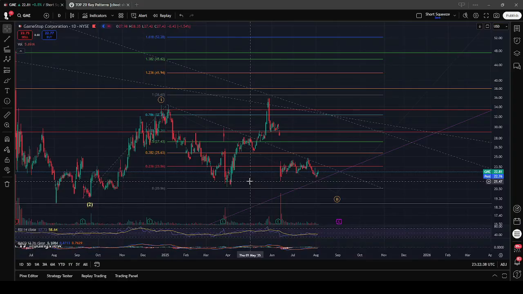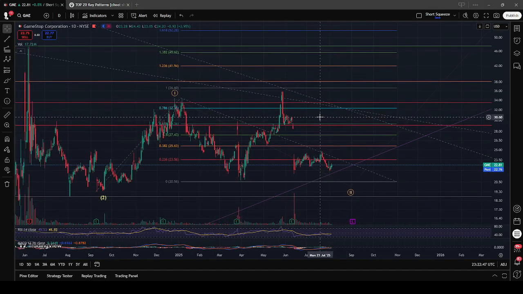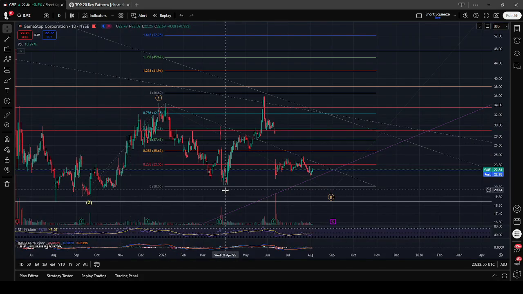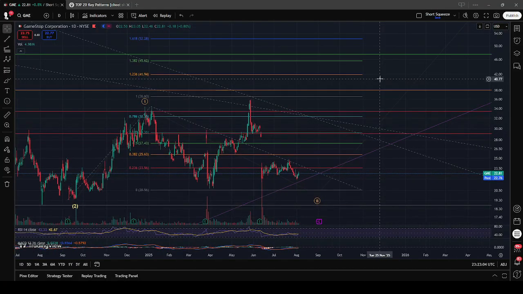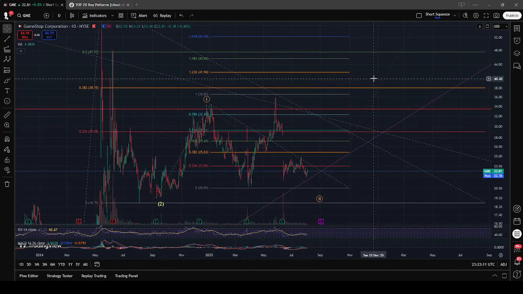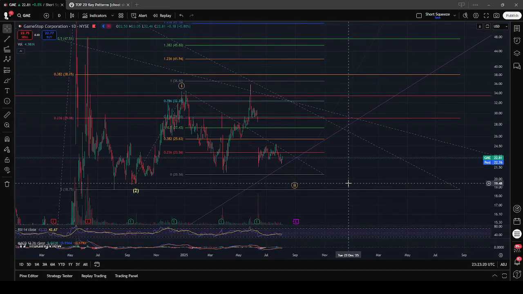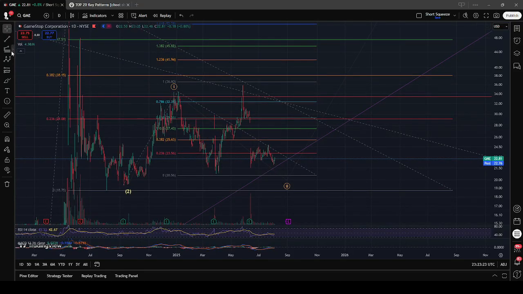Now, if it is a diagonal, well, I should actually be more specific. It's a leading diagonal, because they can only develop as wave 1s. So if it is a leading diagonal, it'd be a 1, 2, 3, 4, 5, and then that would be the complete one, which usually in a leading diagonal would come with a very steep drop. So in diagonals, their wave 2s usually would be very steep.